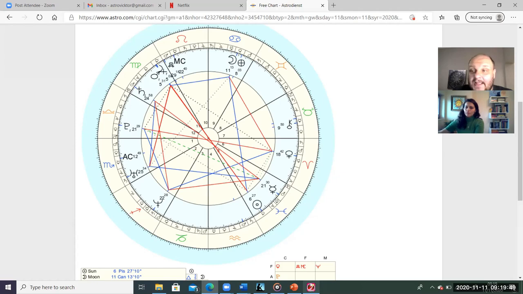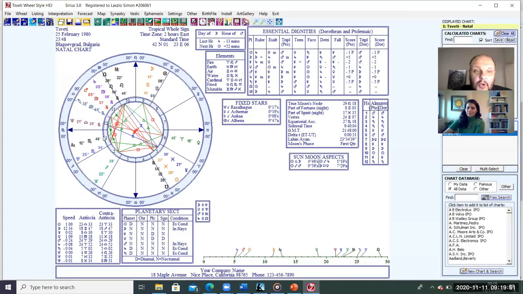So, for instance, I look at Tsveti's term. Her rising sign is Scorpio on 12 degrees. So we can list it here, the rising sign as well, and then you can see what the term is there. But we can calculate it manually also. So the rising sign is on Scorpio 12 degrees.